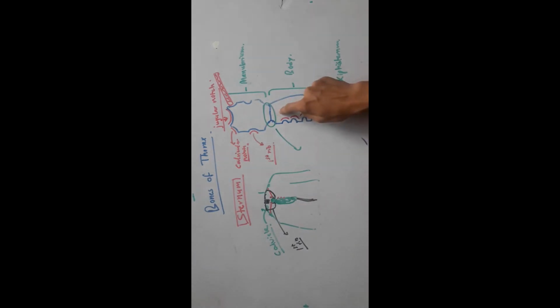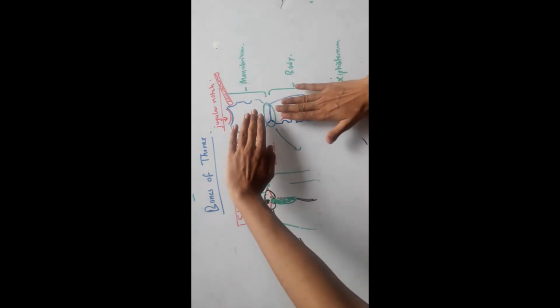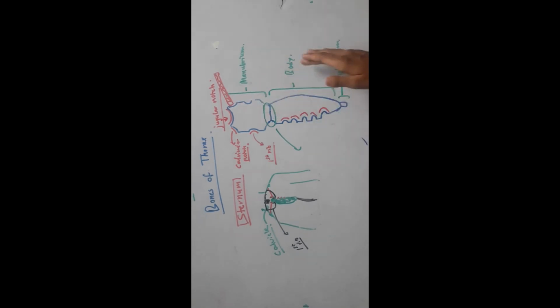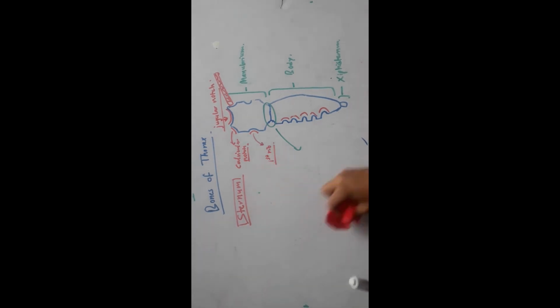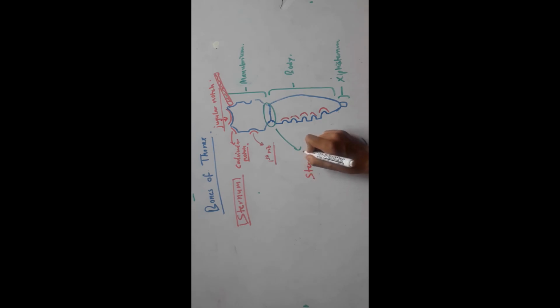So this angle, made by the slanting and the joining of these two slightly slanted bones, is called the sternal angle. Let me rub this one out. So this angle is called the sternal angle, or it's also called the angle of Lewis.